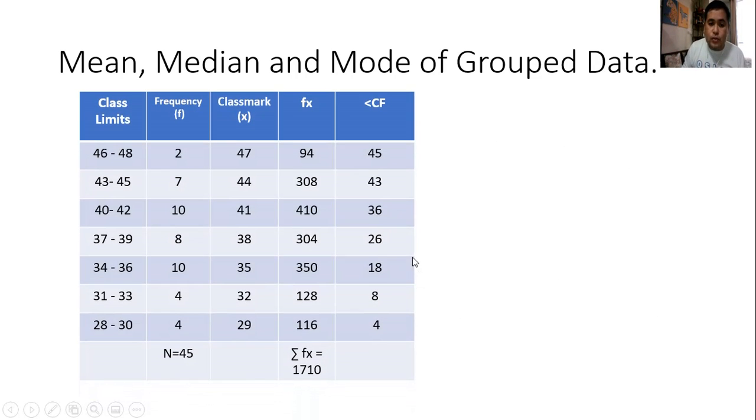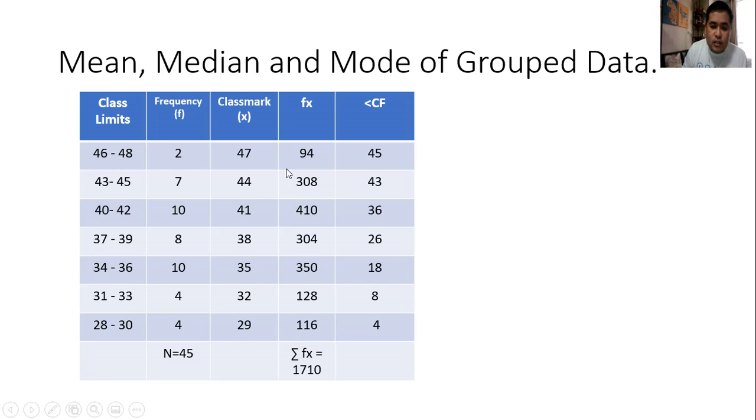For you to be able to compute the central tendency of the grouped distribution, you have to get your fx. fx means frequency times the class mark. Frequency is denoted by f, class mark is denoted by x. So we multiply them to get your fx. We have 2 times 47 is 94. 7 times 44 is 308. 10 times 41 is 410. 8 times 38 is 304. 10 times 35 is 350. 4 times 32 is 128. 4 times 29 is 116.